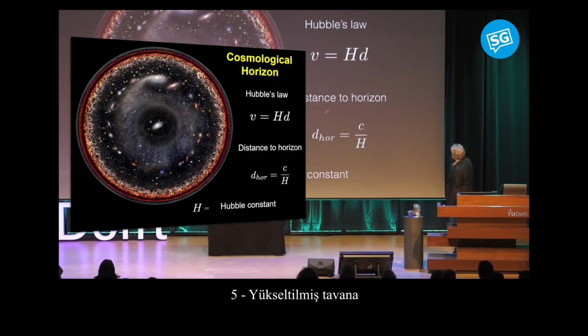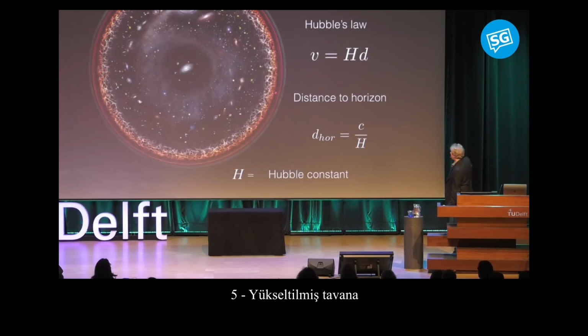So in cosmology, we can describe this in terms of Hubble's law, which tells you indeed that the velocity goes with the distance, and the constant in front we call Hubble's constant. And the distance where this velocity is equal to the speed of light is called the horizon distance, and that's measured in terms of this constant h.